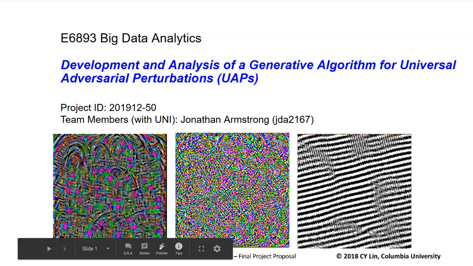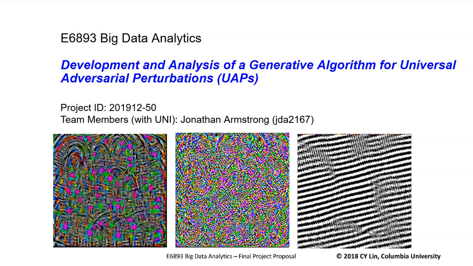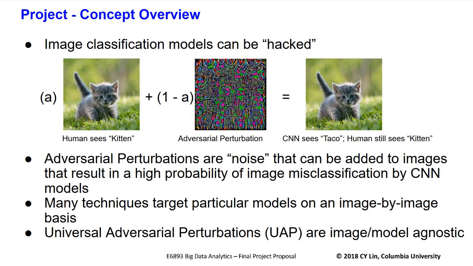This is Jonathan Armstrong with my final presentation for Big Data Analytics at Columbia University, covering the development and analysis of a generative algorithm for universal adversarial perturbations, or UAPs. The basic idea is that it's possible to hack model image classifiers by applying a small amount of noise to an image to induce the classifier to misclassify it.